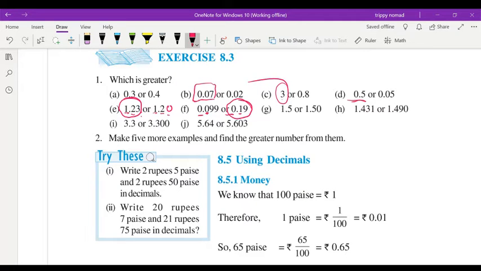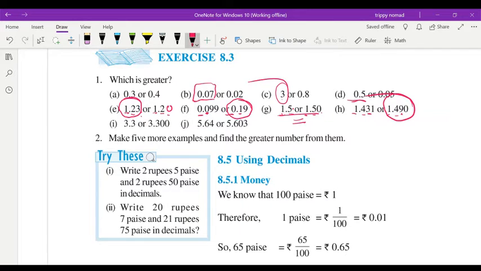This is another way to find out the greater and smaller. This is 1, this is 1, this is 5, this is 5. Here nothing is written, that means 0 here also. So both are equal. Neither 1.5 nor 1.50 is greater. That means both are equal. 1, 1, 4, 4. Now this is 3 and this is 9, so obviously this one will be greater. I hope you understood this.